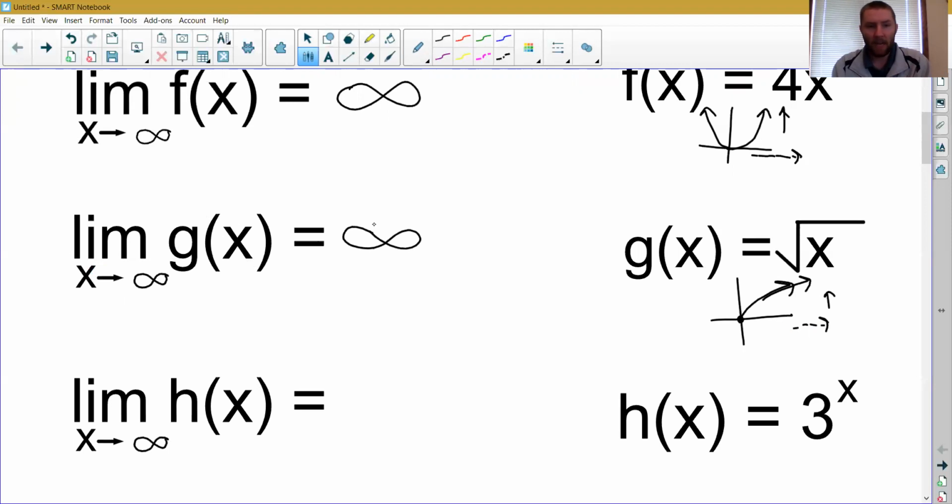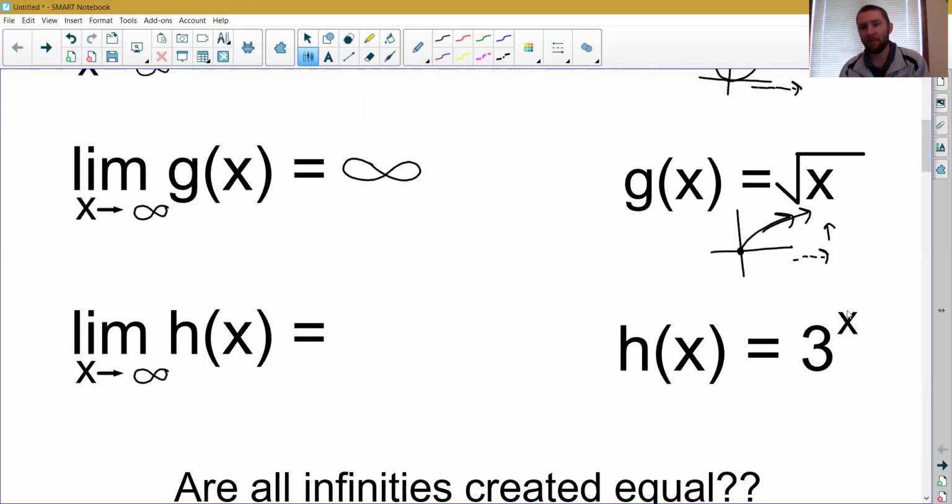And then the last one, the limit of h of x as x approaches infinity, we're told h of x is 3 to the power of x. If we think about what that looks like on a graph, this is an exponential growth function, and so it looks something like this, right? So as x is approaching infinity, our y is obviously shooting up again, similar to the 4x squared. As x is getting bigger, our y value is also getting bigger, and it's never going to stop doing that. So as x approaches infinity, h of x is approaching infinity.